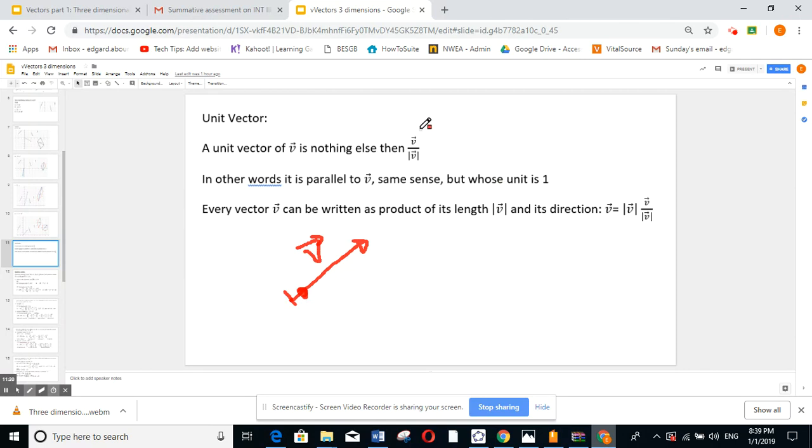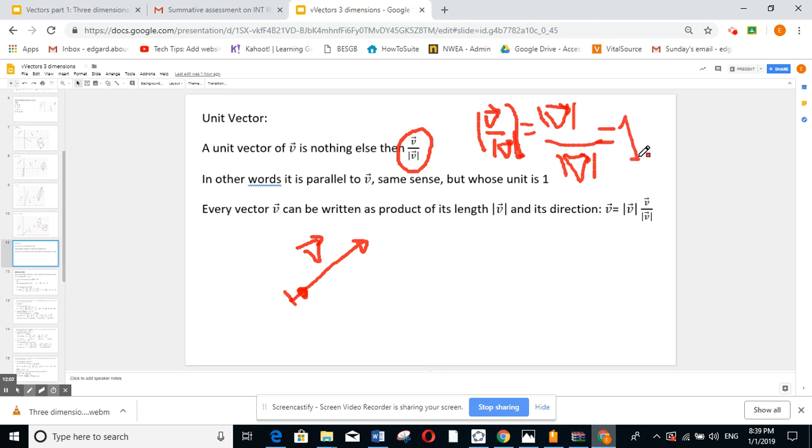And the unit vector of v is denoted by v over its norm. Why v over its norm? When we say vector v, it means parallel to v, same sense. When you divide it by its norm, if you take the norm of all of this, you're going to get norm of v over norm of v, which is 1. So it means it's 1 unit.